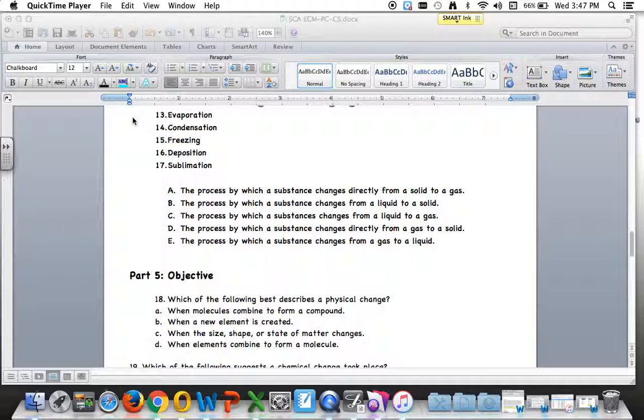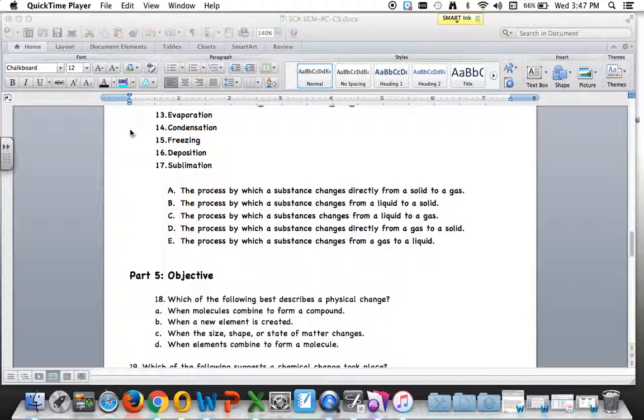B, the process by which a substance changes from a liquid to a solid. C, the process by which a substance changes from a liquid to a gas. D, the process by which a substance changes directly from a gas to a solid. E, the process by which a substance changes from a gas to a liquid.